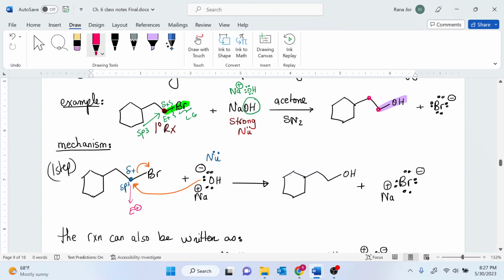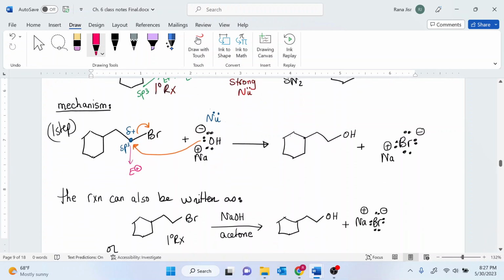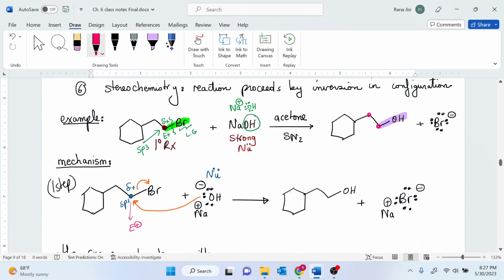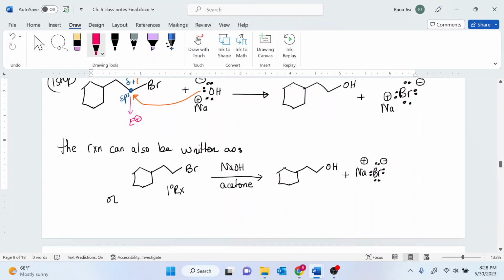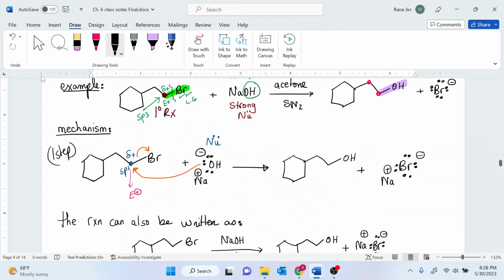The reaction can also be written in a different format. So instead of the NaOH being before the arrow, I can put it above the arrow. And the solvent, I can put it underneath the arrow. I can also do that. I can put the nucleophile above the arrow, I can put a comma, and I can put the solvent in there. Here you go. So I can do it like that. And both are exactly the same. So from whatever mechanism expressed in here, the reaction happens in one step, and it is a very fast reaction.